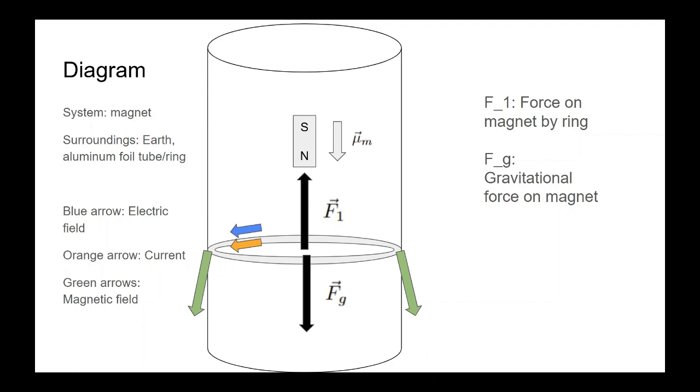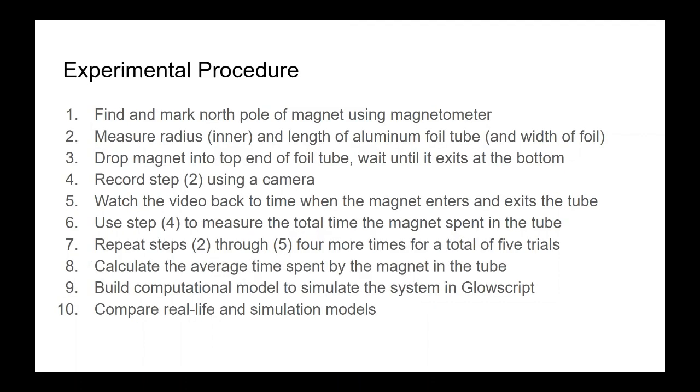The system is the magnet, and the surroundings is kind of everything else. So the Earth exerts gravity, and the aluminum foil exerts the magnetic force. Again, noting that the blue arrow, the electric field, goes in the same direction as the current throughout the entire loop. So the experimental procedure: we mark the north pole of the magnet.